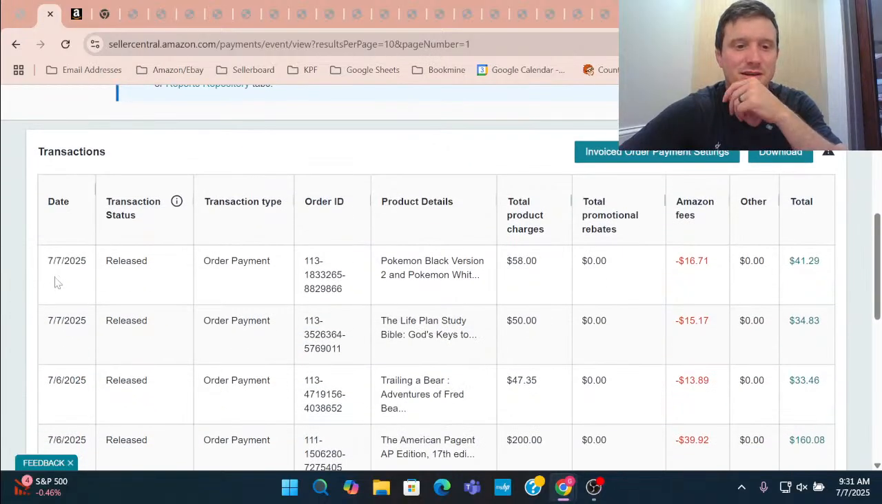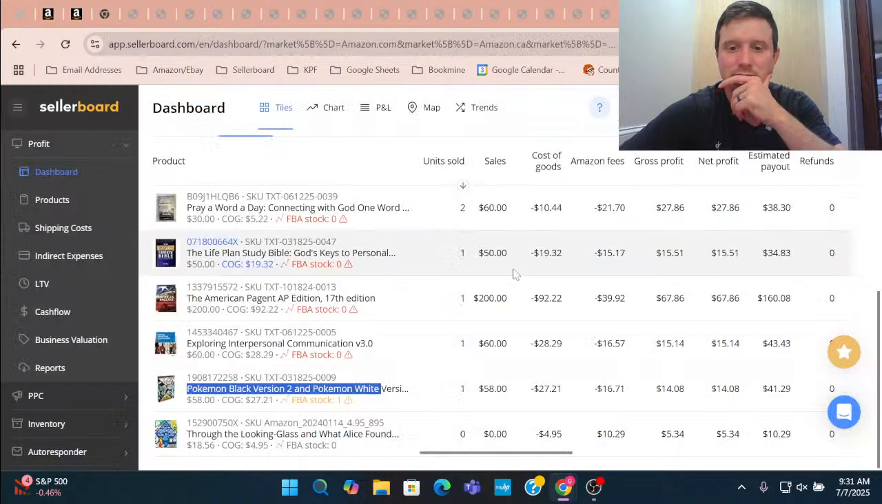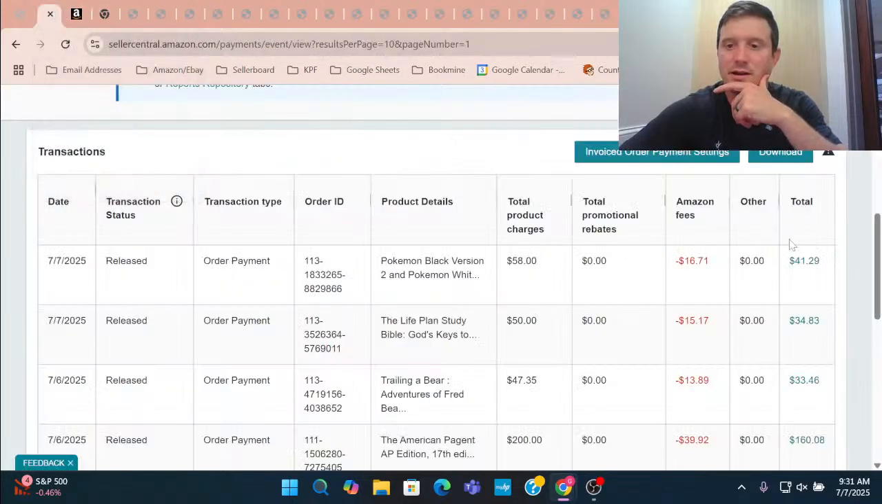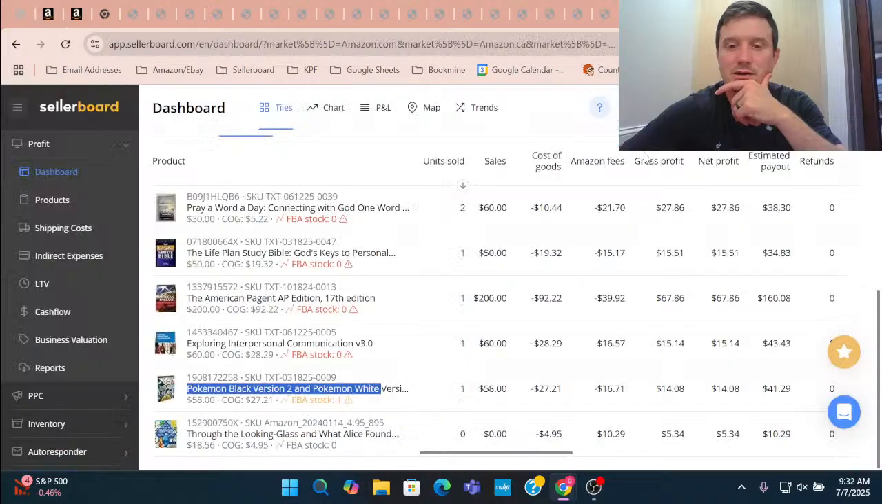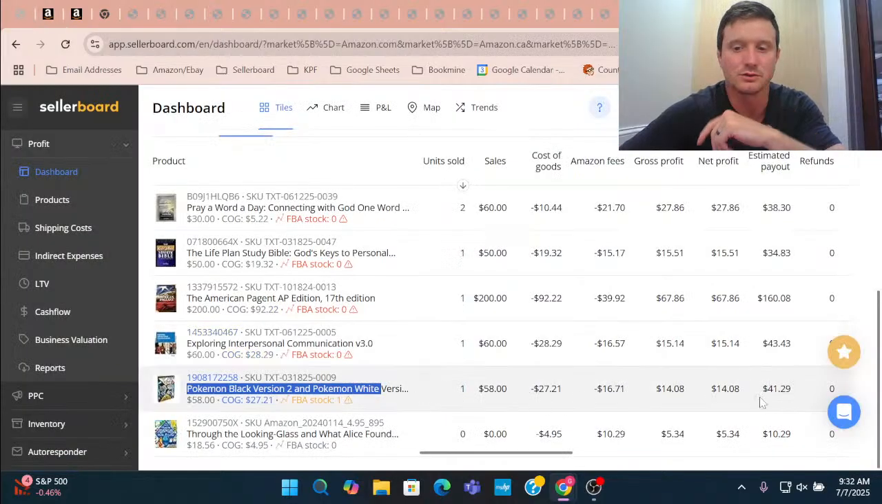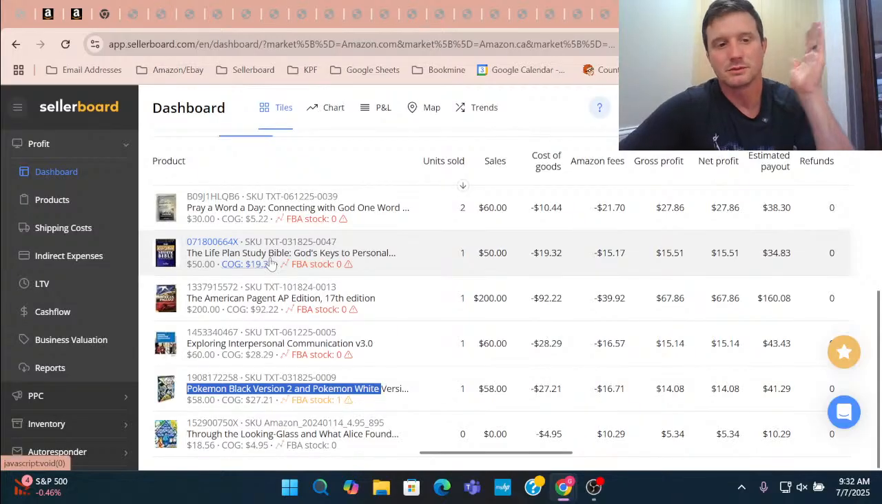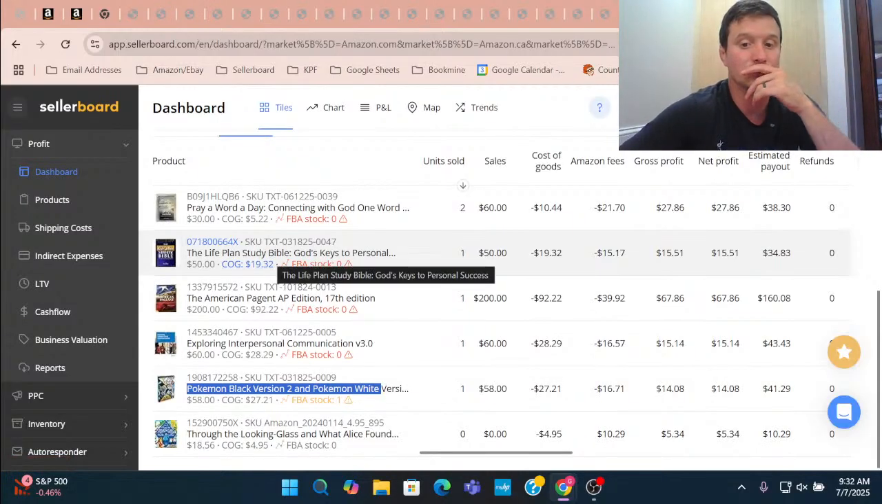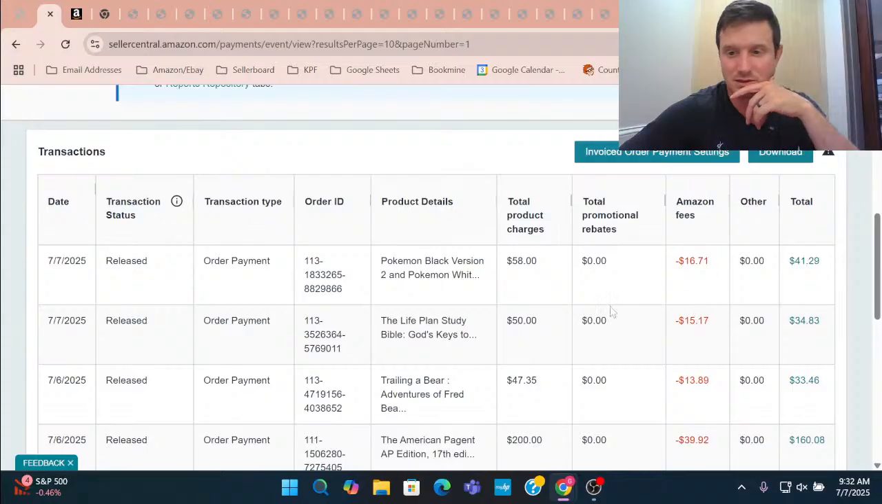But you can see that, let's see, Pokemon Black Version 2 right here. I can see that my total product charges was 58, so I made 58 bucks on it. Come back over here. Amazon fees was 16.71, and the total, the estimated payout, is 41.29. So you don't need Sellerboard, because you can just get all of these numbers right here.